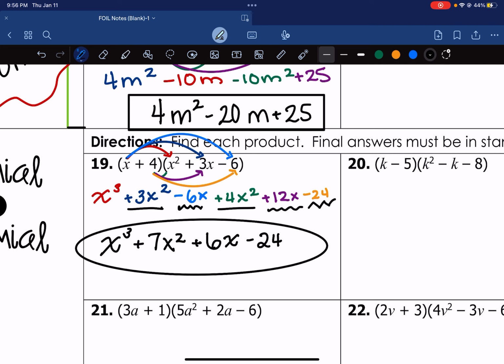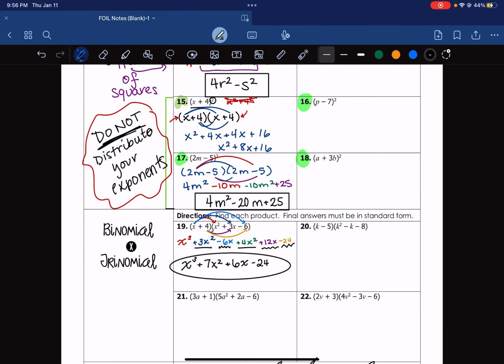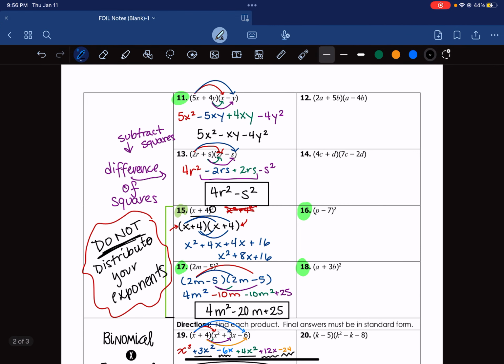We're going to go over this more in depth on Tuesday. But as far as the rest of it goes, most important thing you learned today, do not distribute your exponents, all right? Just don't do it. It'll make me sad. I'll cry.